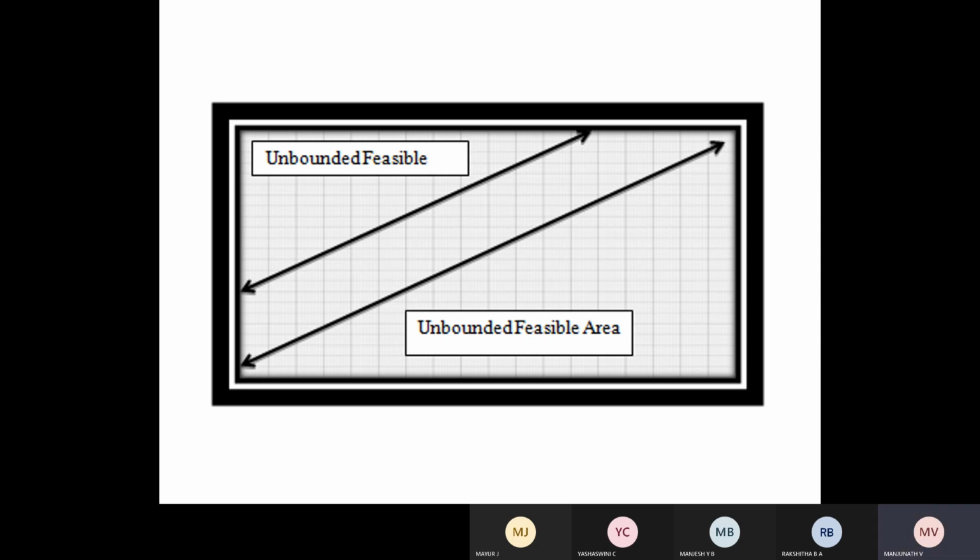Therefore, it is called as... therefore this is called as LPP infeasibility. Understood?